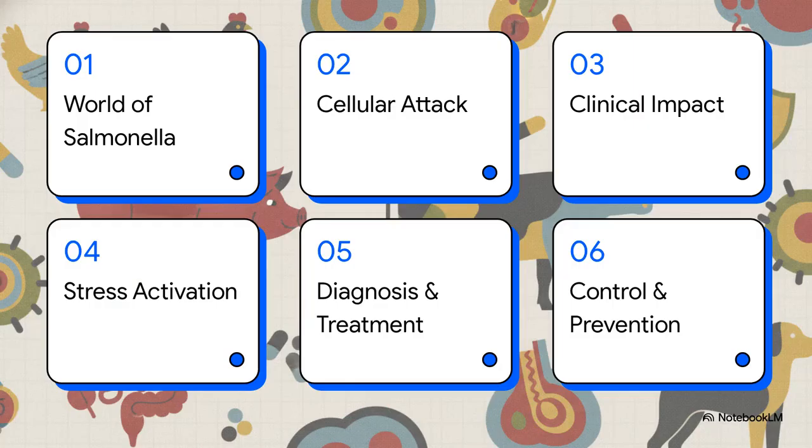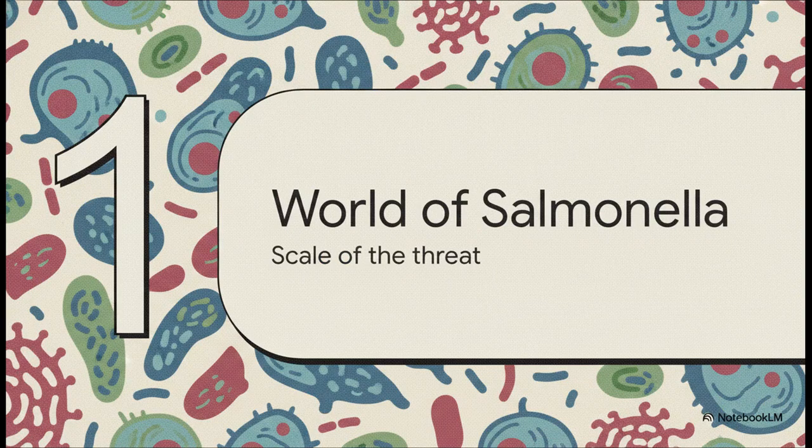Let's take a quick look at our roadmap for today. We've got 6 parts. First, the world of Salmonella. Then, how Salmonella attacks cells, followed by the clinical impact on animals. After that, we'll hit stress and disease activation, diagnosing and treating infection, and finally, wrap up with effective control and prevention. All right, let's kick things off with part 1, the world of Salmonella.